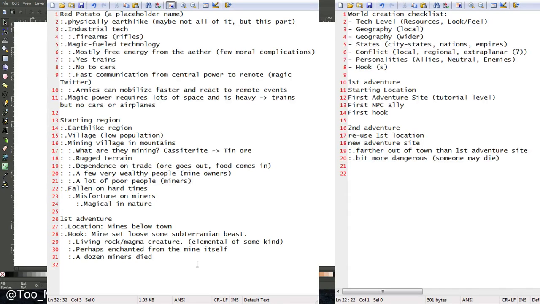So we have a dozen dead miners and a living rock creature. And as a result, the monster makes it impossible to access the ore vein because it's too dangerous. There's this big burning thing down there. So the town is slowly starving.